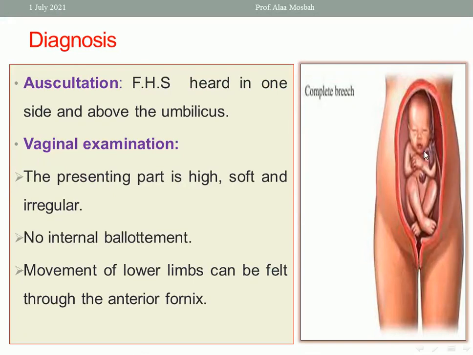Where can we hear the fetal heart sound? Auscultation of the fetal heart sound is above the umbilicus on one side, mostly. By vaginal examination, the presenting part is high, soft, and irregular, with no internal ballottement. Movement of the lower limb can be felt through the anterior fornix.